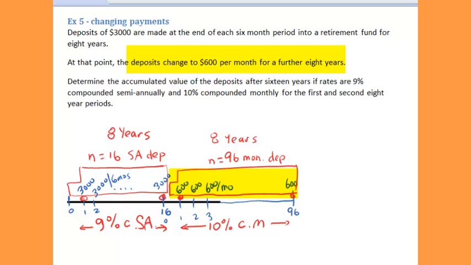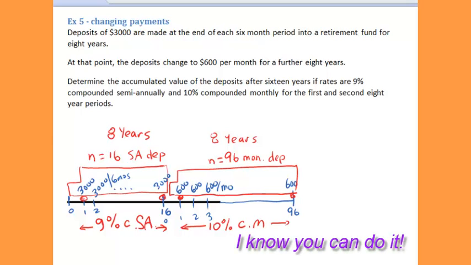There are several steps in order to solve this problem. Determine the future value at the end of the 16 years. We obviously have to find the final value of each of the separate annuities and then do something to those two final values in order to compute the final sum at the end of the 16 years. Have a try at this problem and see if you can do it.